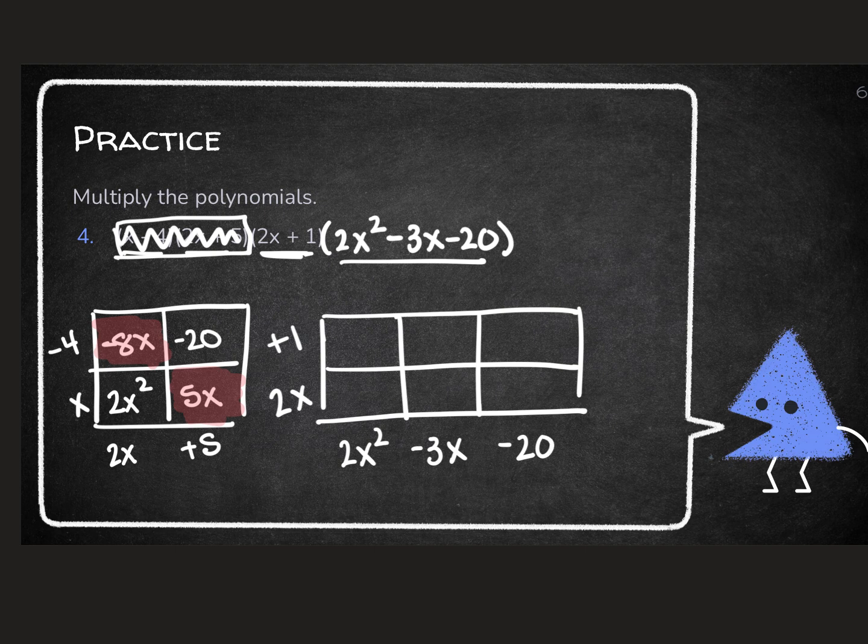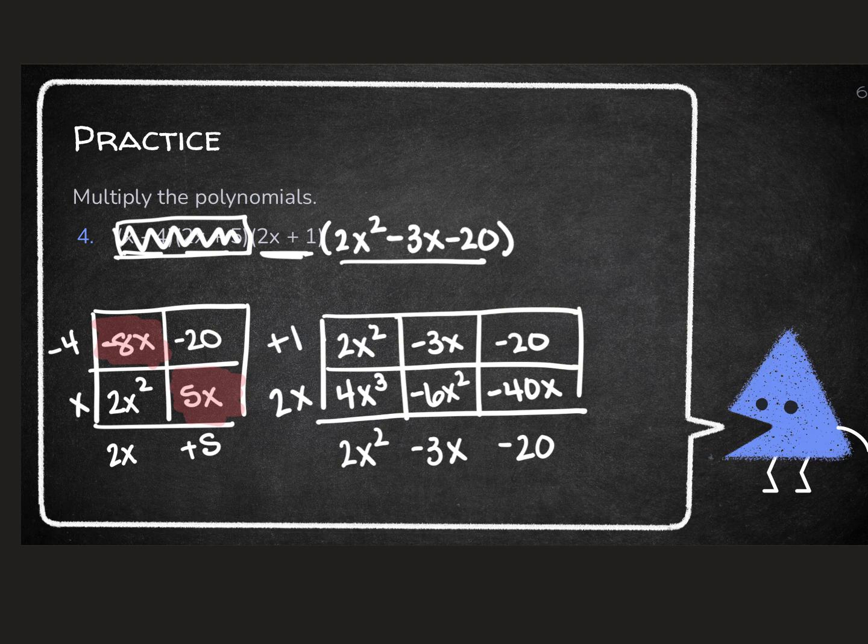So I'm going to multiply the outsides to get the insides. So 2x squared times 2x is getting me 4x to the third. A 2x squared times a 1 is going to give me a 2x squared. Negative 3x times 2x is going to give me negative 6x squared. Negative 3x times 1, negative 3x. Move on to the next one. Negative 20 times 2x, negative 40x. Negative 20 times 1, negative 20.